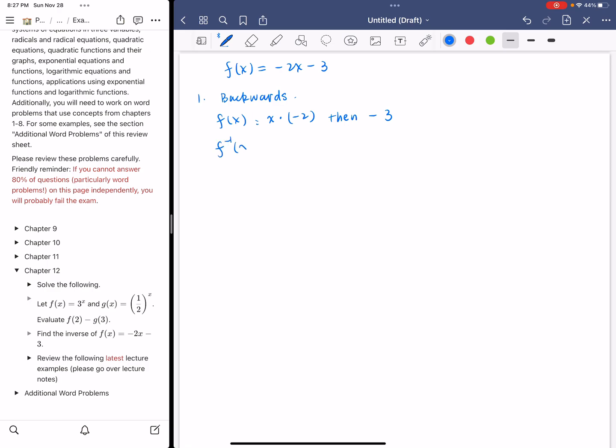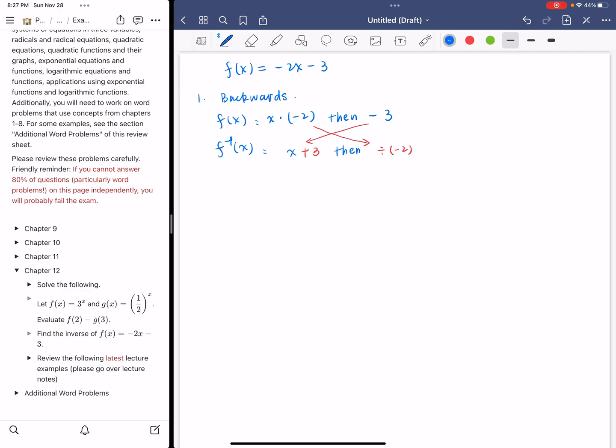The inverse function will do it backwards in the opposite order. So instead of times -2 first, you will add 3 first. So you basically do the inverse of times -2, subtract 3 in the backwards order. The backwards of -3 will be plus 3, and then the backwards of times -2 will be divided by -2. And then we're doing that to our input x. So that's how you determine the equation.